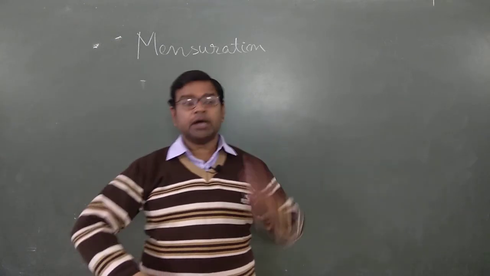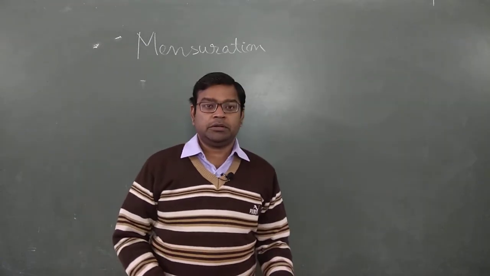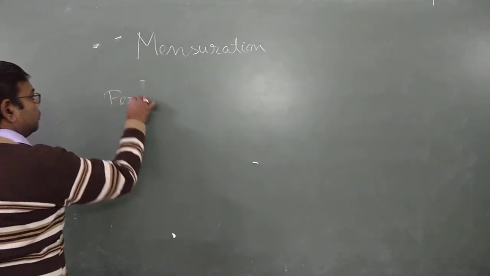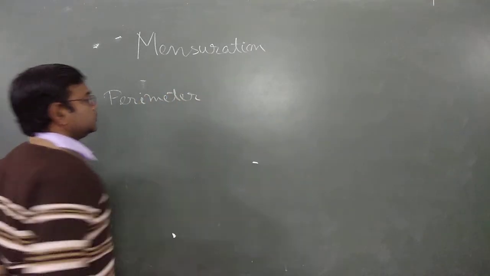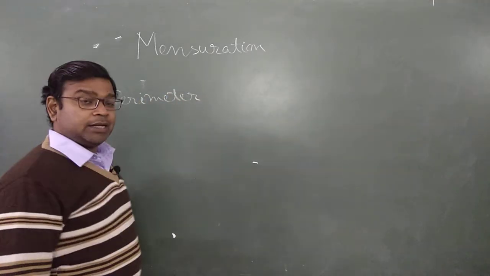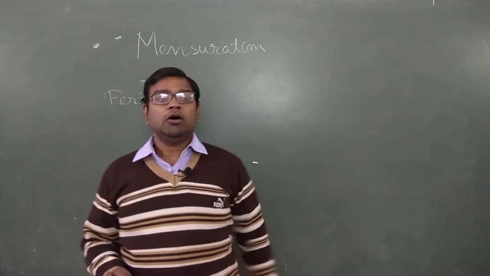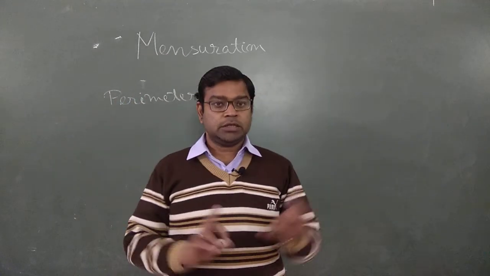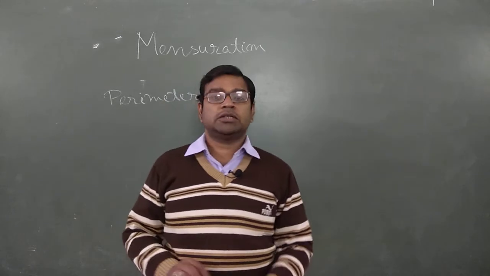So you may ask, sir, what is perimeter? Perimeter means boundary. So what is boundary? Boundary is the total length of the circumference. Circumference, boundary, perimeter, all these three words are the same.